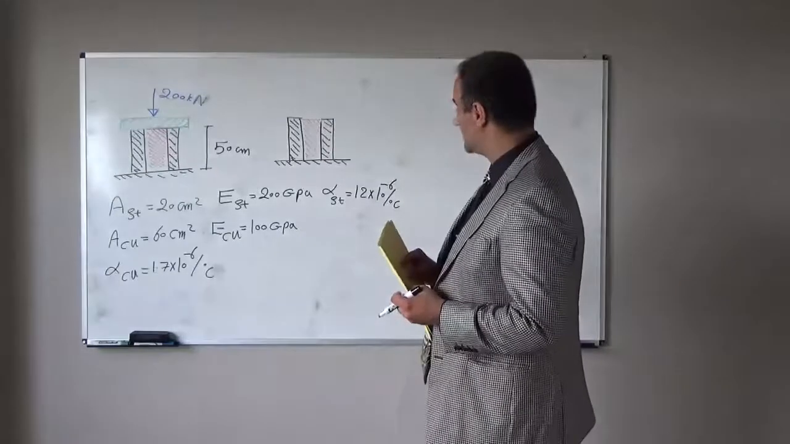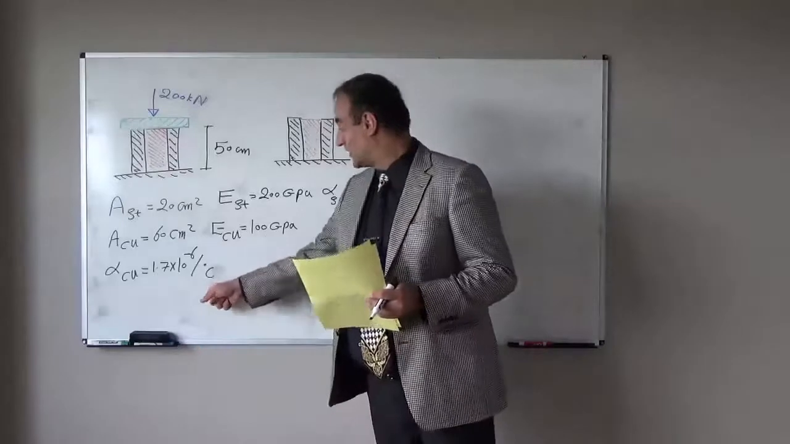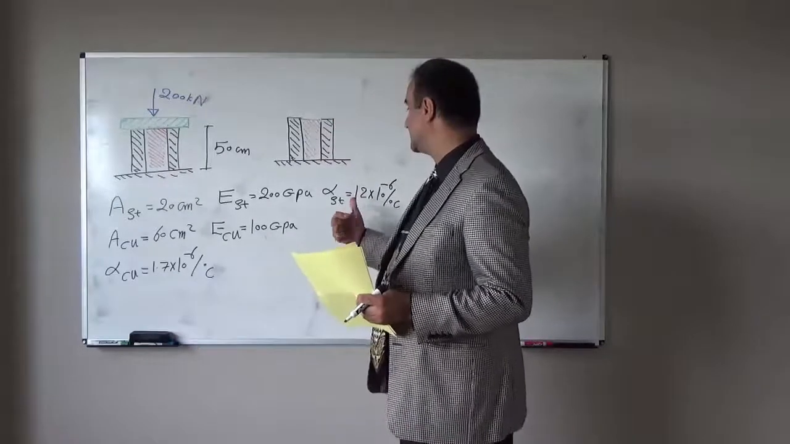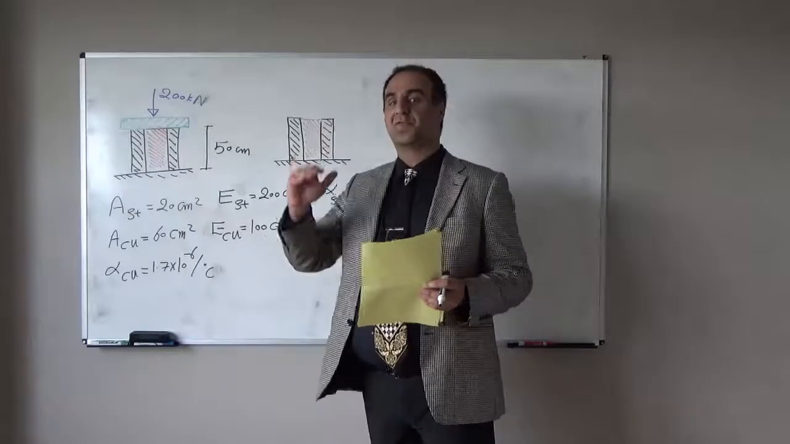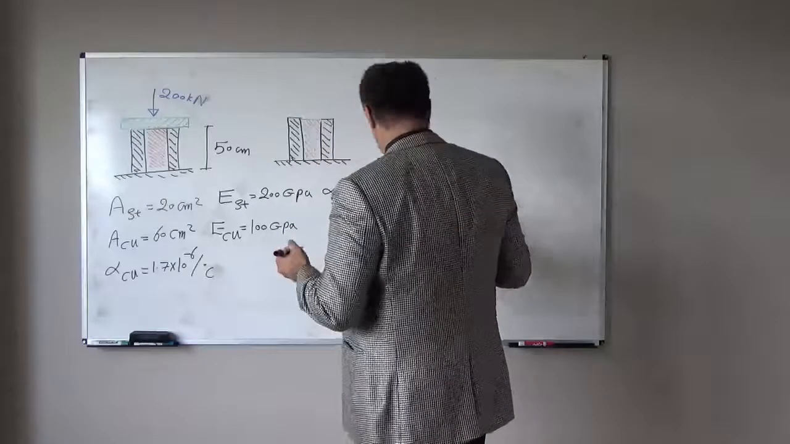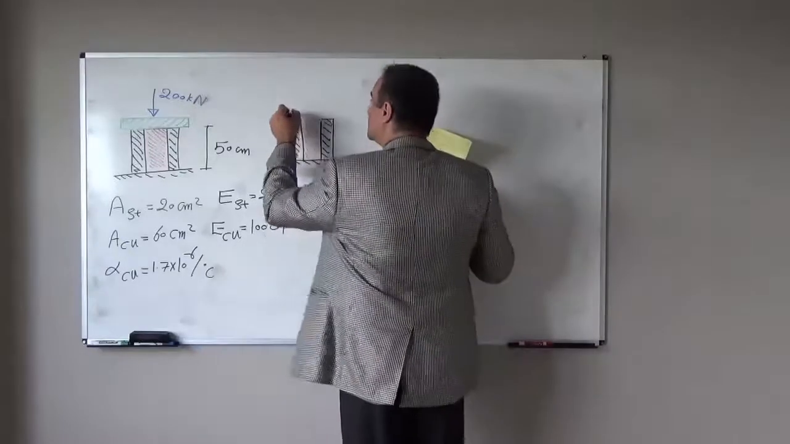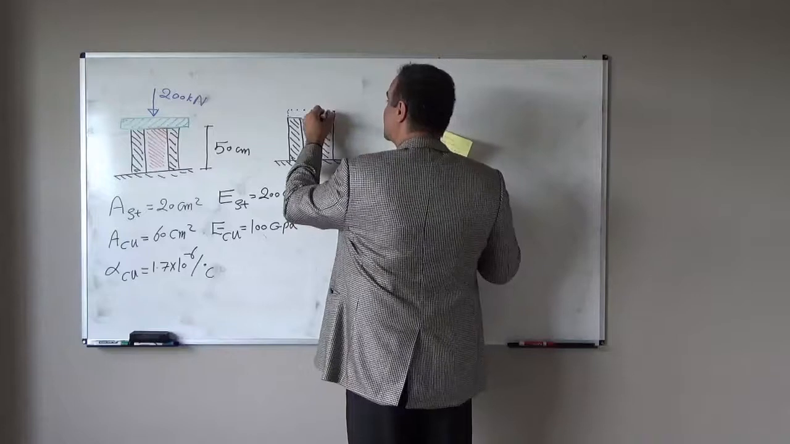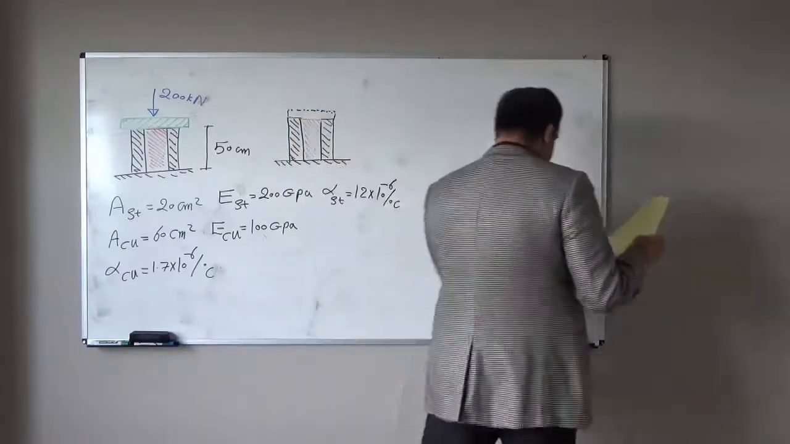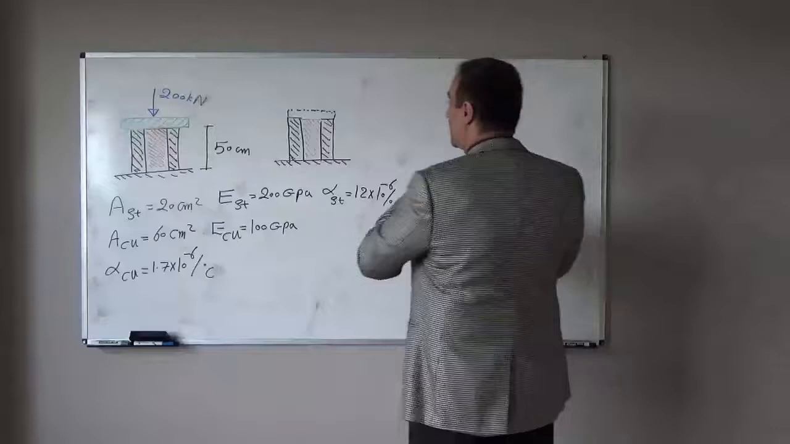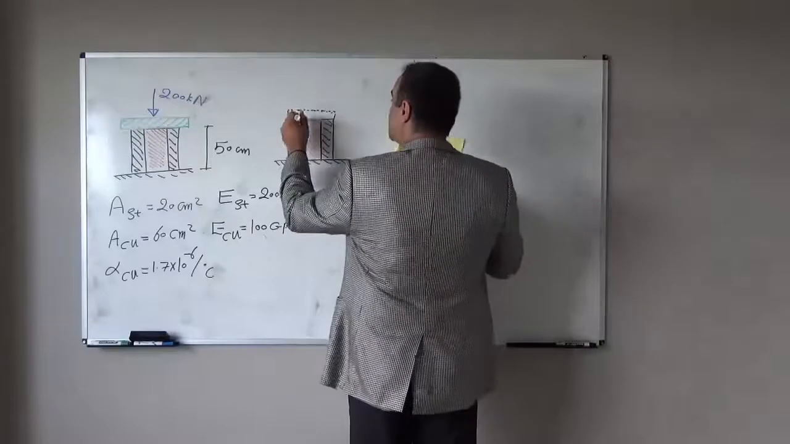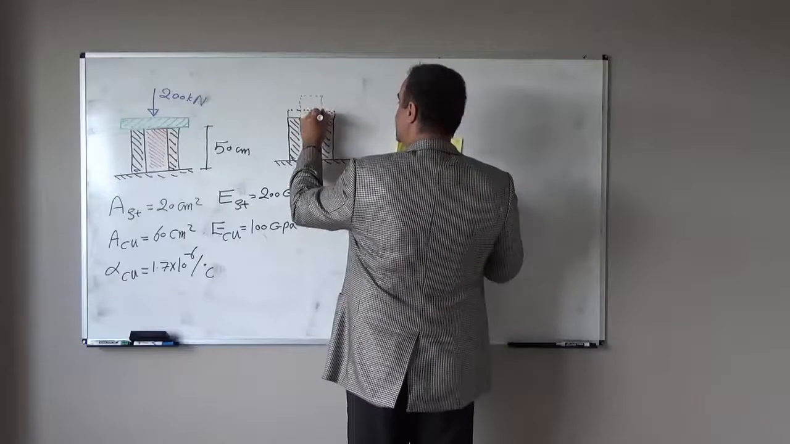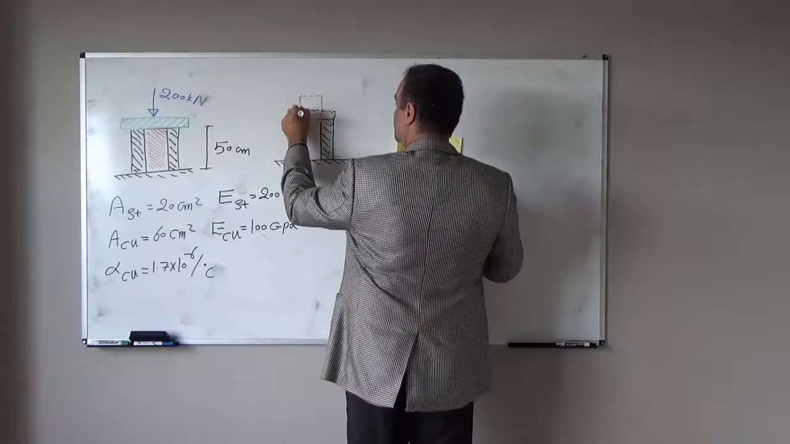But because the coefficient of expansion for copper, if you compare, is bigger than steel, the copper part will deform more than the steel part. So if steel goes like this black dashed line, the copper part will deform more, like this red dashed line.